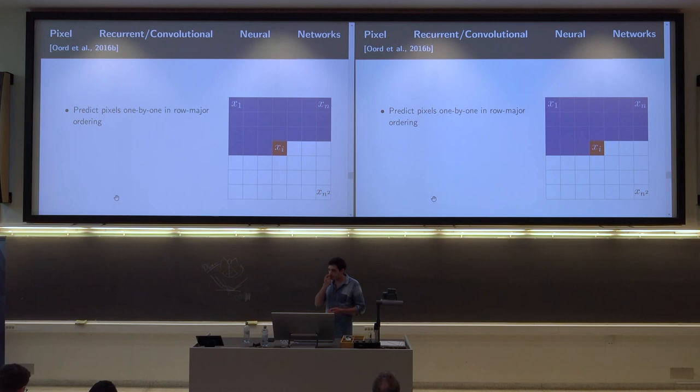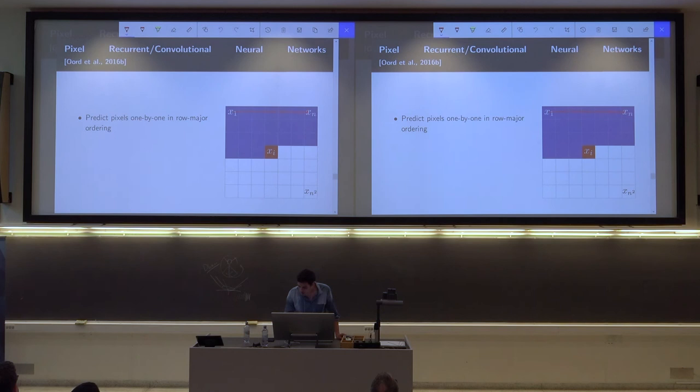Okay, what's the first way you could do this? We said let's model this as a sequence, so why not use a recurrent network? I didn't present what it is, but bear with me. So let's say this is our image, and we're trying to predict the red pixel. We're allowed to look at all previous pixels in our chain, but not at the next ones. So we could have a recurrent network go over the image like this. Why not?